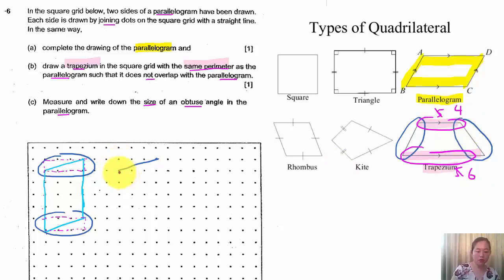So let's do 4 first. 1, 2, 3, 4. And so the other side, let's do a 6. 1, 2, 3, 4, 5, 6. Notice that now the tilt is still the same. It's just that it is a mirror image.